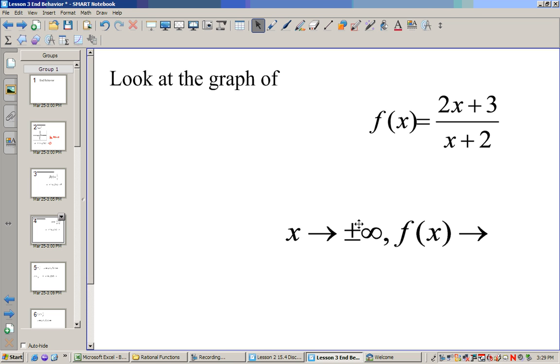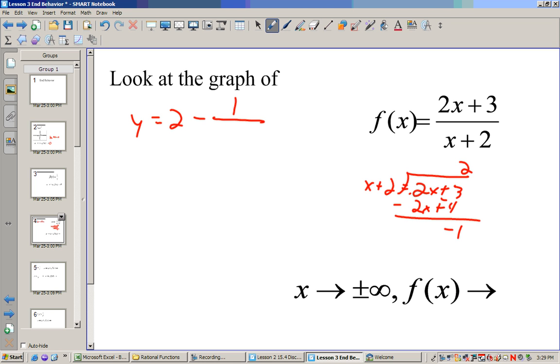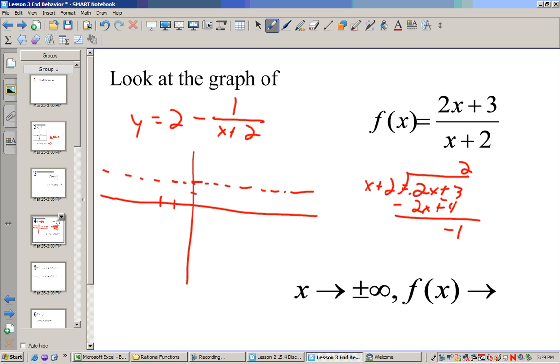Now if we look at this graph, let's try to figure out what this is. We can do it on our calculator, or we can divide it out. And this would be 2x plus 4, subtract it out, so that'd be negative 1. So this would be y equals 2 minus 1 over x plus 2. So if I sketch this real quick, I'll go 2 to the left, 2 up, and I'll draw my lines. And so this would, instead of being like this, it would kind of come like so.